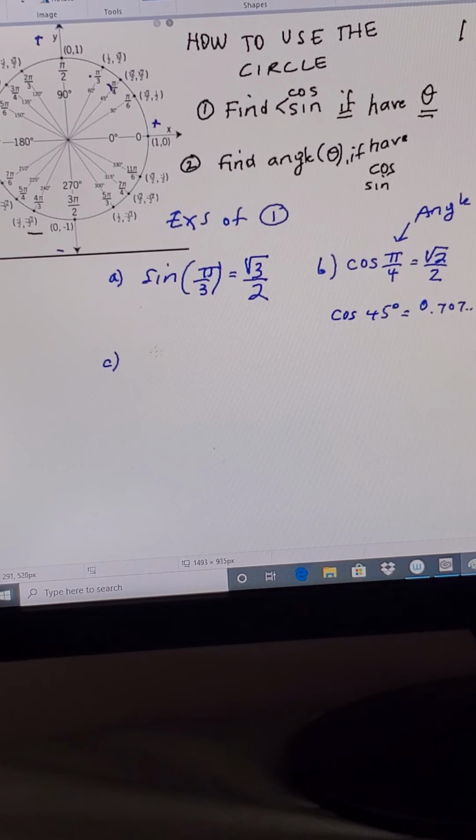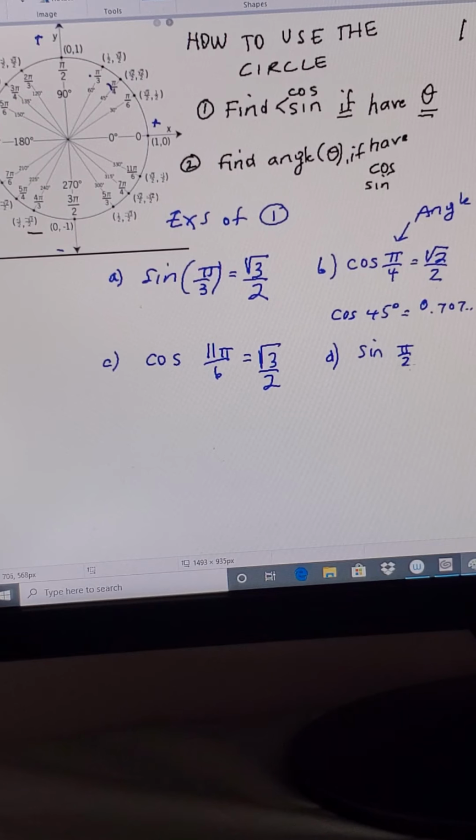Okay, let's do one more. The cosine of 11 pi over 6. 11 pi over 6 is here. Cosine is first. The square root of 3 over 2. And the last one, let's do the sine of pi over 2. Pi over 2 is here. The sine is the second value. The sine is 1.